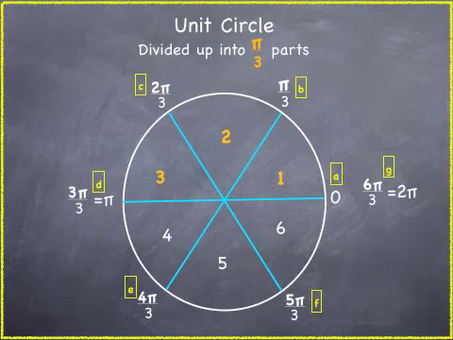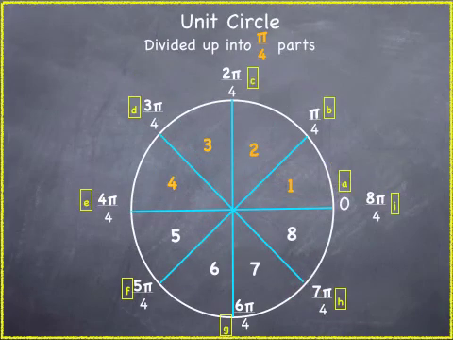So we start at A, we move to B, that's pi over 3. We move to C, we're now at 2 pi over 3, D, 3 pi over 3, but that's just simply pi, which is good because we're halfway around the circle. At E, 4 pi over 3, F, 5 pi over 3, and G, 6 pi over 3, which of course is 2 pi.